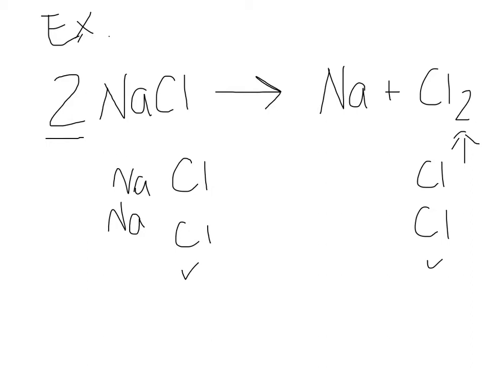But on the left side of the arrow, I have 2 sodiums, but on the right side of the arrow, I only have 1 sodium. Well, that's not going to work. We have to balance it. So again, I'm going to come over here and add a coefficient. So now I've got 2 sodiums on this side, and now my sodiums are balanced. Okay? Pretty easy.